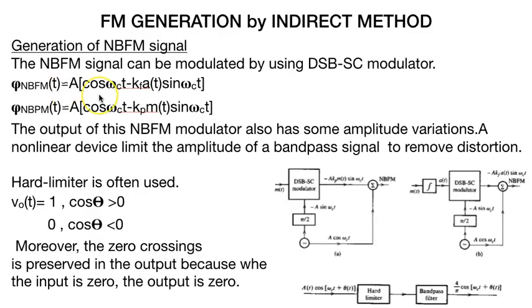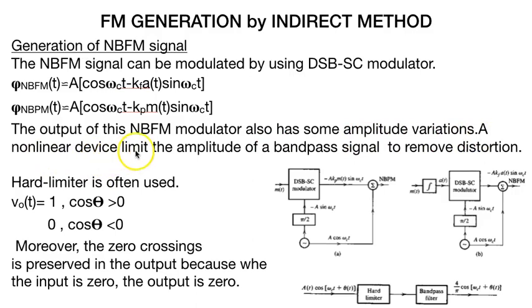Moving forward with FM generation by the indirect method. The narrowband signal can be modulated by using a DSB-SC modulator. This is the particular expression for NBFM and NBPM. The output of this NBFM also has some magnitude variations.